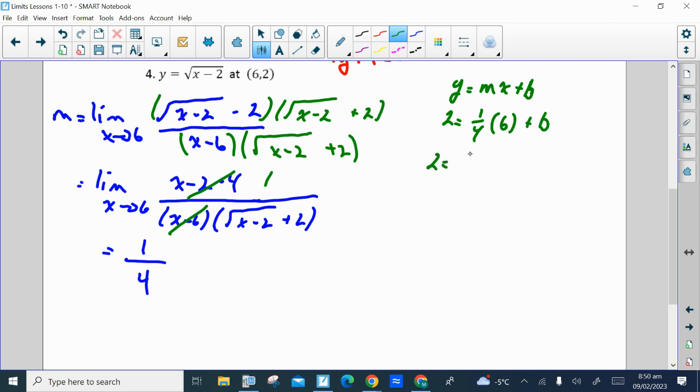So 2 will equal 6/4, which is 3/2, plus b. So when you subtract the 3/2, and you subtract 1.5 from 2, you're going to get 1/2 on the left. That's our b value. So in slope-intercept form, our equation would be 1/4 x plus 1/2.